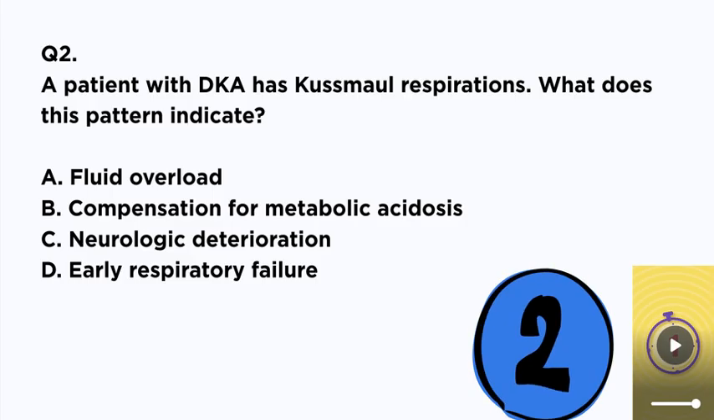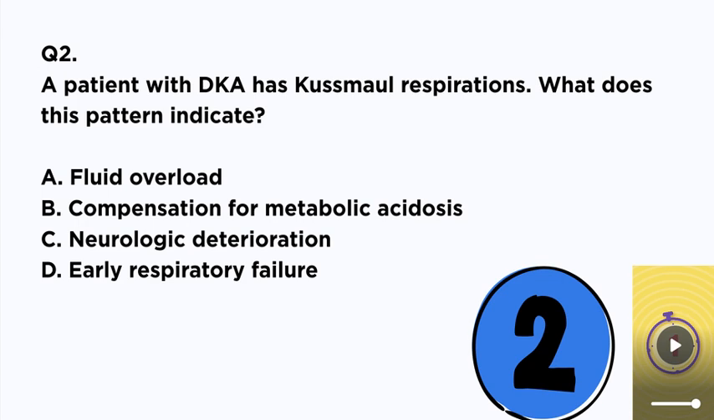So the correct answer is letter B. Remember, Kussmaul's respirations help remove acid, which is the ketones. Remember, ketones are acid, by blowing off CO2. The body uses this to compensate for severe metabolic acidosis in DKA. So let's go to question number three.